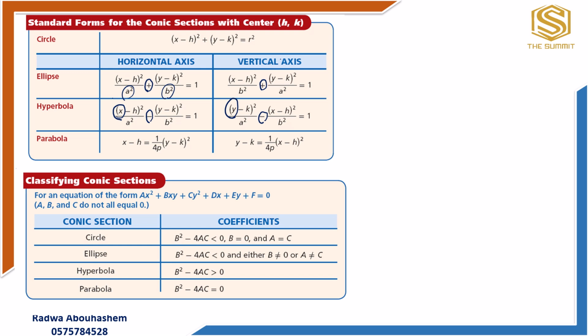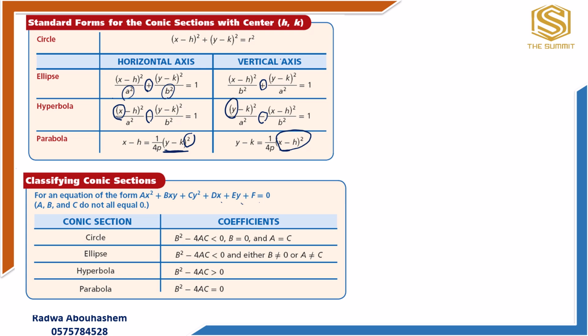For the parabola, if it's horizontal, this means there's a squared part on the y. And if it's vertical, there's a squared part on the x. Also, we have something called the general form for all of the conic sections, which is Ax^2 + Bxy + Cy^2 + Dx + Ey + F. And you have to know the coefficient of each one. A is the coefficient of x^2, B the coefficient of xy, C the coefficient of y^2, D is the coefficient of x, E is the coefficient of y, and F is a constant.